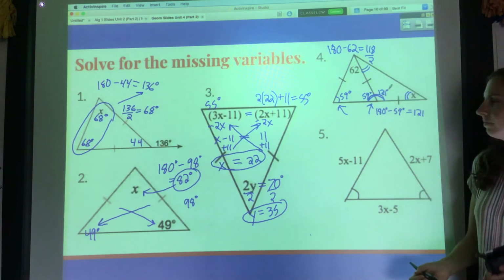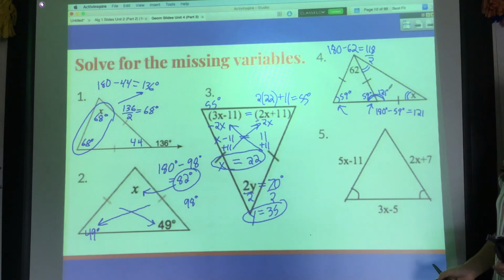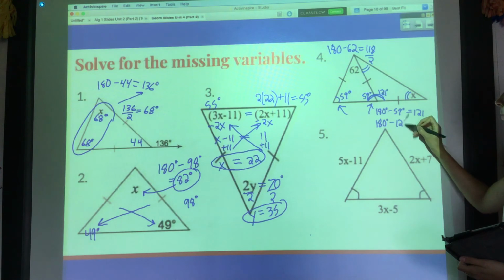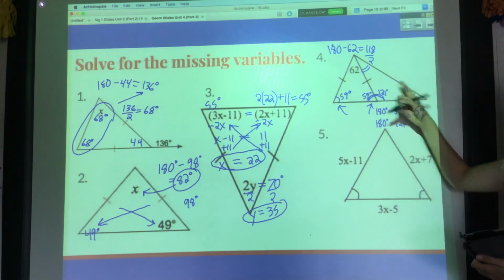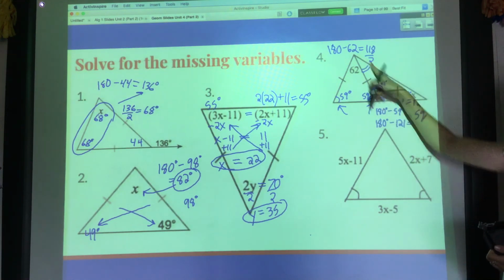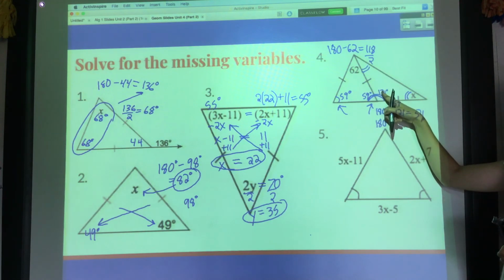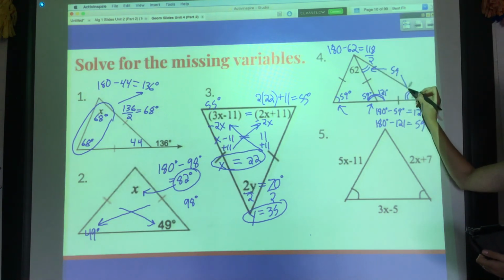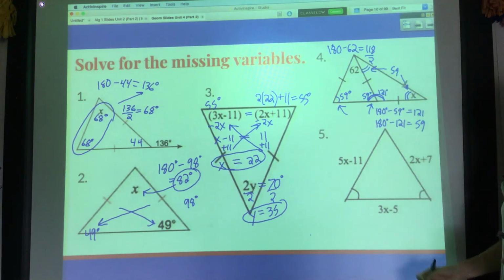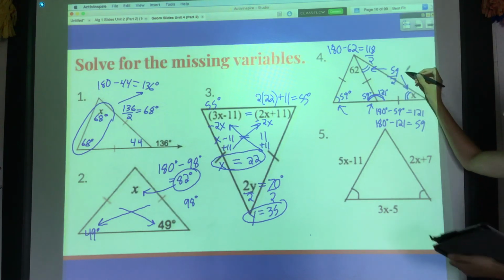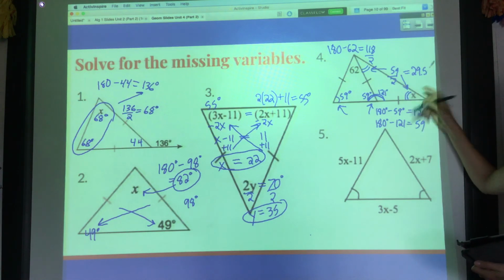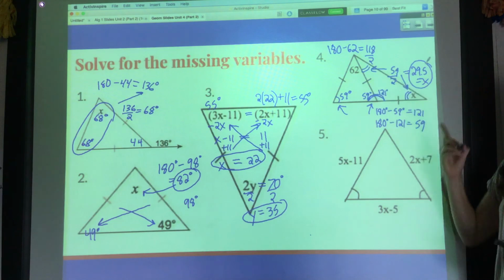And now, if I do 180 minus 121, that gets me back to 59, and that 59, so this triangle, if you take 180 minus 121, you get 59 left, and that 59 needs to be split between those two base angles evenly. So divide it in half, and you get 29.5. That's what x is going to be. And this one too.